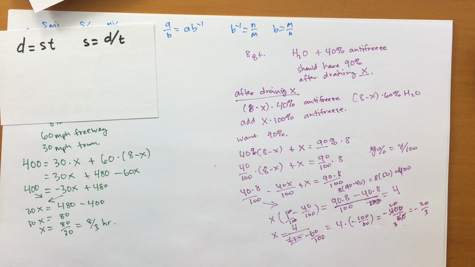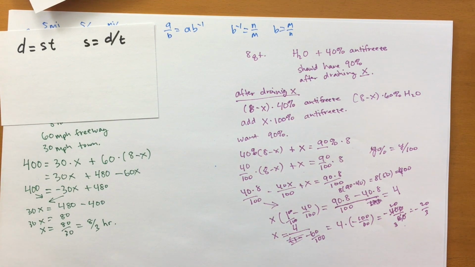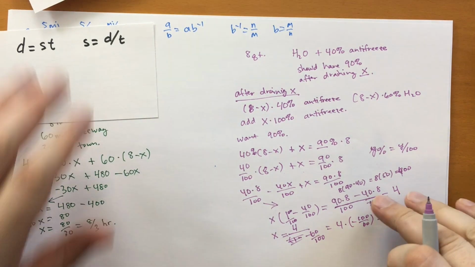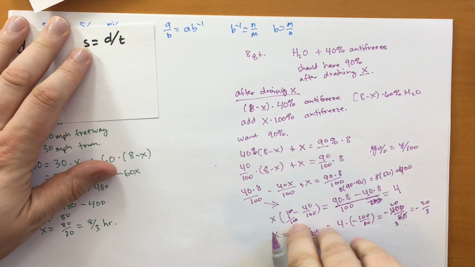I made a mistake somewhere, didn't I? I made a big mistake. The answer is 20/3. How did I make a mistake? Let's do it again. This time I'll be more careful.